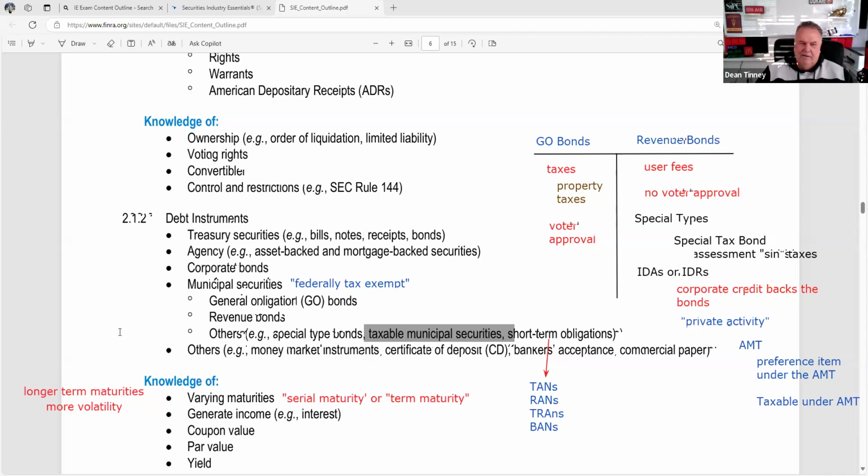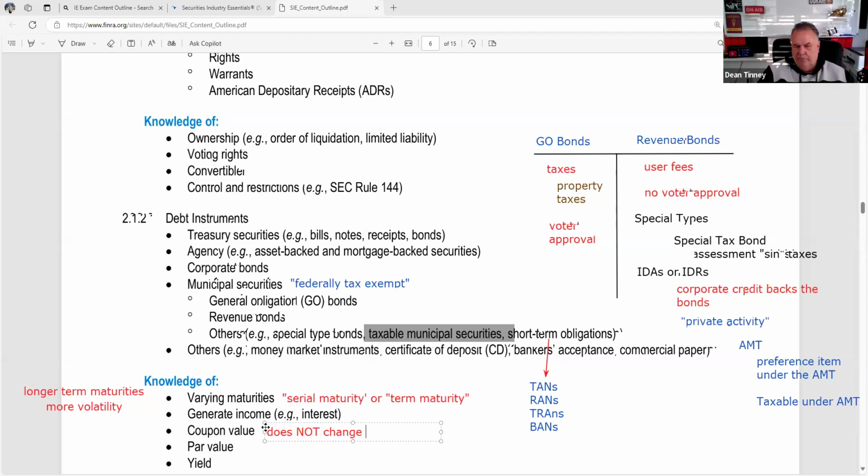So, okay, so generate income. Why do you buy debt instruments? To generate income. Of all the things that we ask you about, the coupon value does not change.